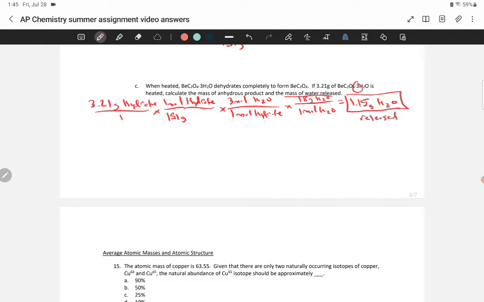So that's only half of the question. That was the mass of water released, but it doesn't tell me the mass of the anhydrous. But I had 3.21 grams of the hydrate, and I lost 1.51 grams of water. So whatever's left should be the anhydrous, which is 2.06 grams of the anhydrous.